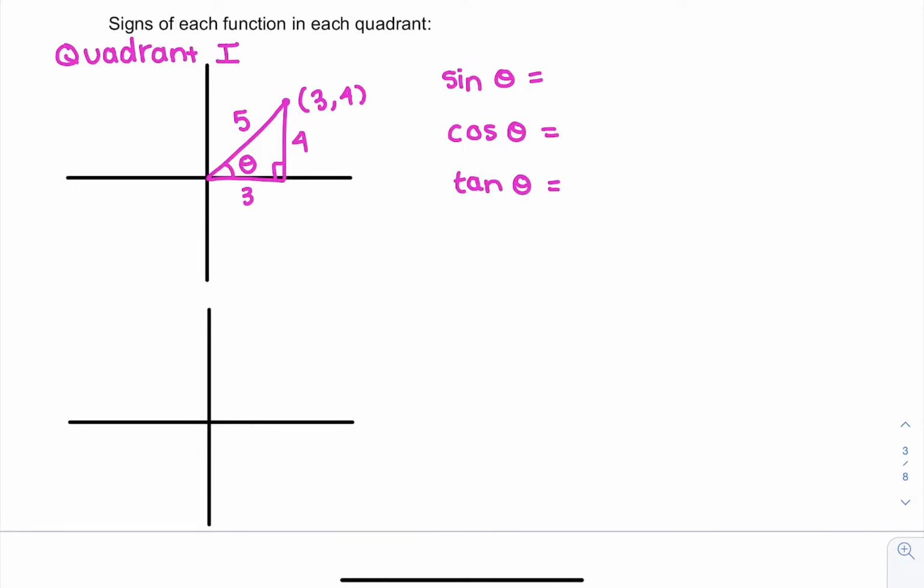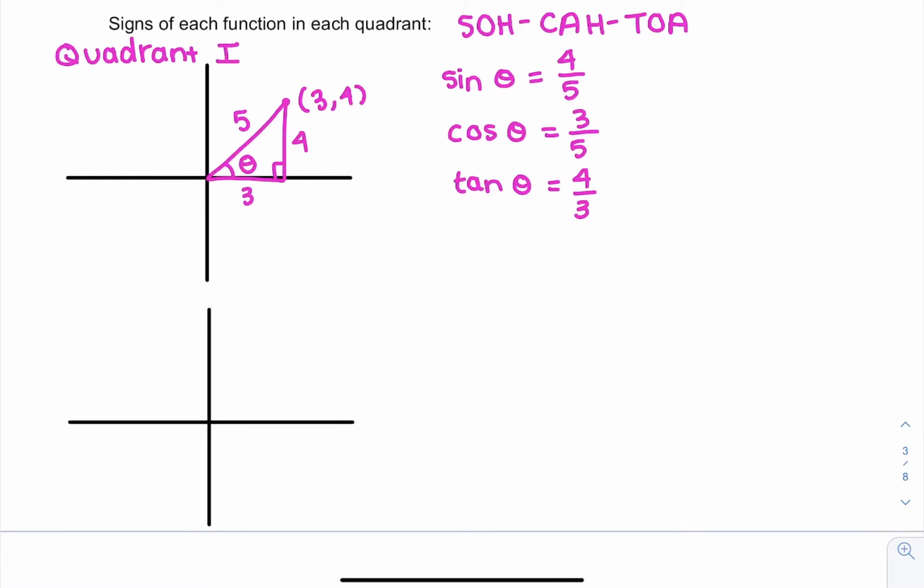So if we have a point in quadrant 1, and we picked 3, 4, but we could have picked any point, then sine, remember if you write SOHCAHTOA, sine is opposite over hypotenuse, so our sine is 4 over 5. Cosine's adjacent over hypotenuse, so cosine is 3 over 5. And tangent is opposite over adjacent, so 4 over 3.